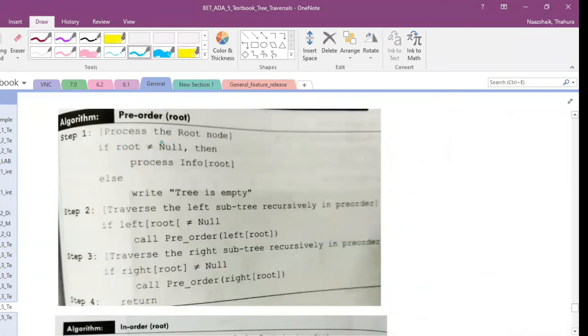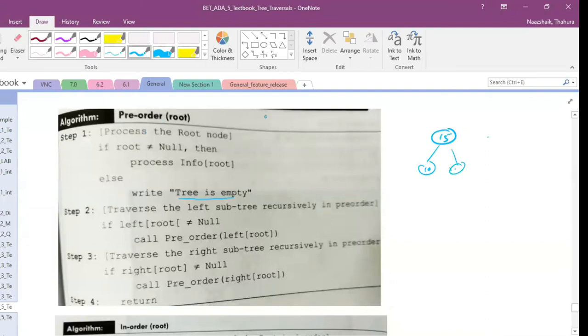If your root is not null, you process that root. So basically your root node should have some number. It should not be an empty node. That's what this condition says. Otherwise it is an empty tree, right? Only if you have some number, you're going to apply this formula. If your root itself is a null node, the tree itself is not there. It's an empty tree. That's what it means. Your actual algorithm starts here.